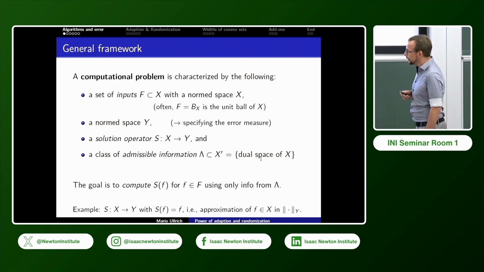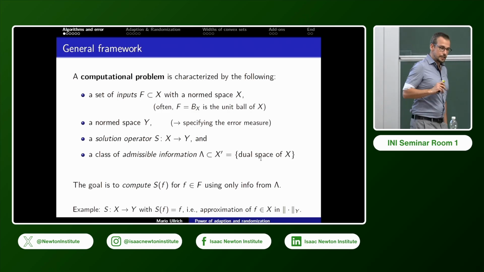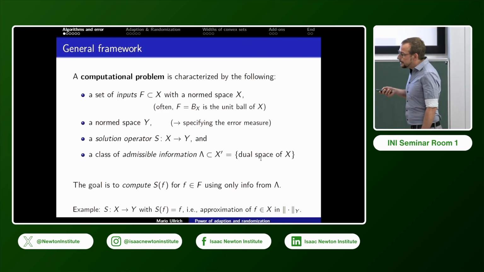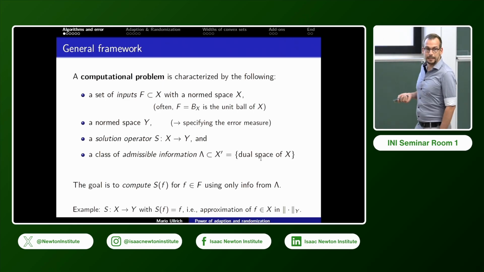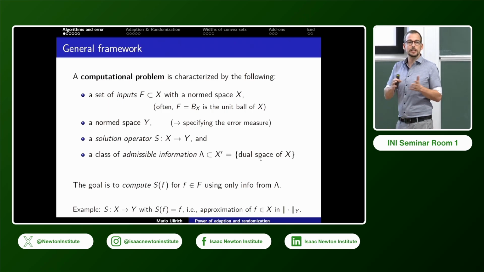So what is the general framework? What are the general definitions I'm trying to use here? Okay, so for me, coming from more an information-based complexity point of view, doing complexity theory, I somehow need to formalize everything, and then I look at what is the best I can do, right?